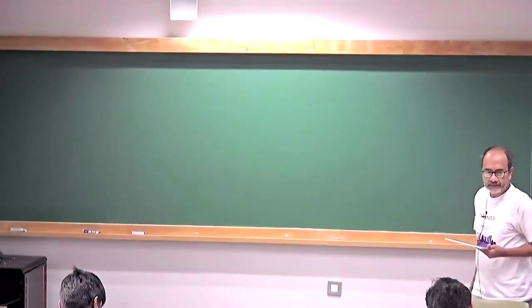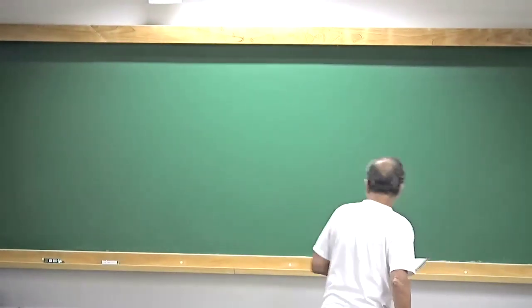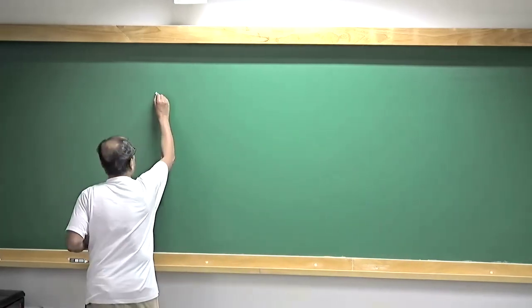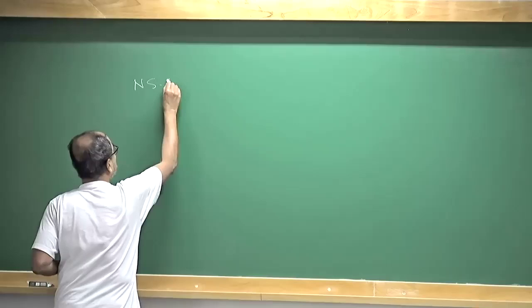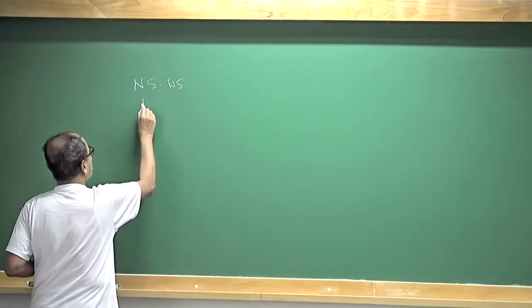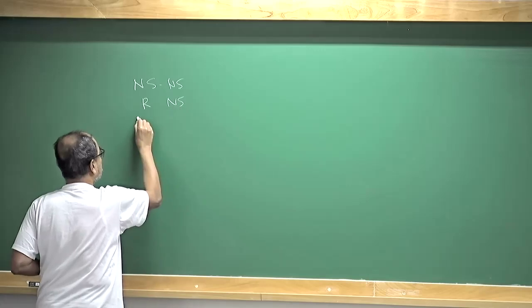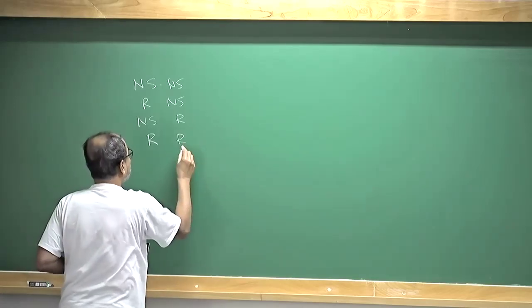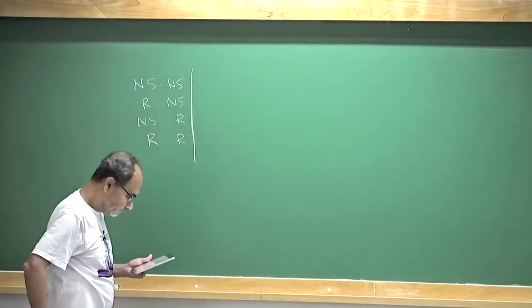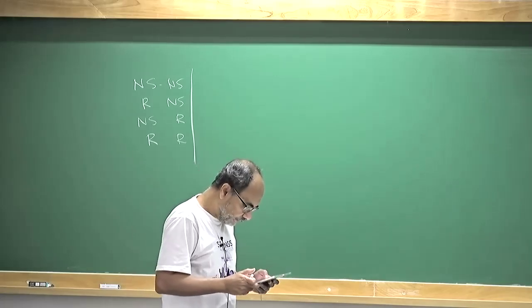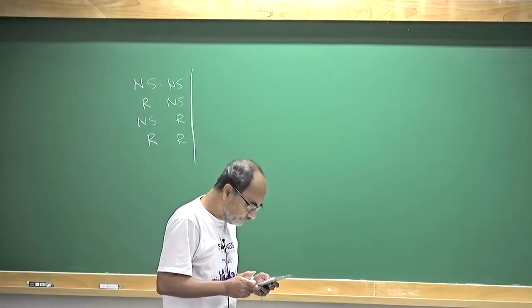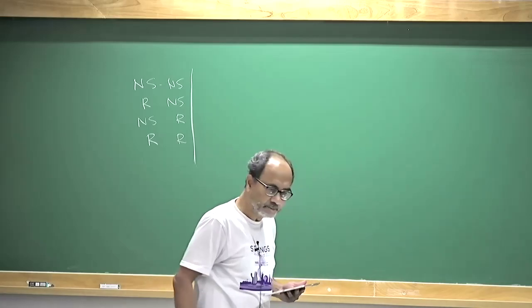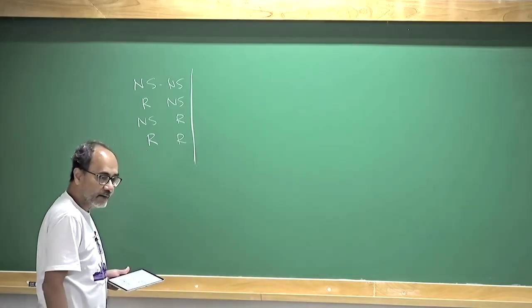Okay, let me begin. Last time we saw that when you quantize superstring theory, you have 4 different sectors, which are NS, RNS, NSR, and RR. So today we'll try to construct the spectrum in these theories. At least we begin by constructing the spectrum in these different sectors.